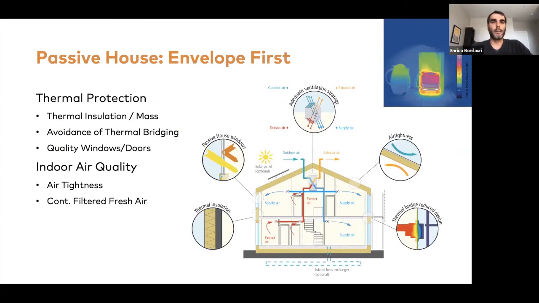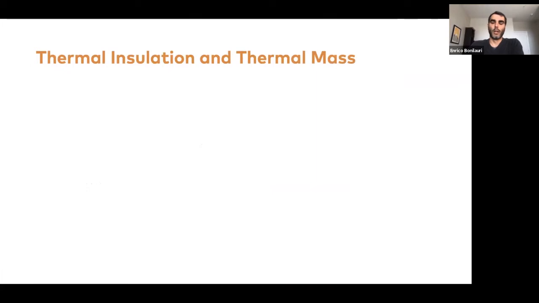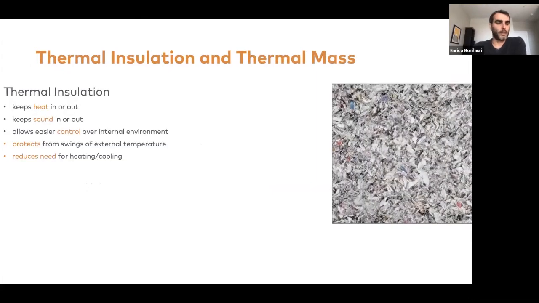The practical implementation on specific projects depends on climate in the first place. The colder the climate, the more thermal protection you need, as well as the type of occupancy. If we're talking schools versus factories versus residential buildings, there are significant differences in how we achieve this quality. So starting from thermal insulation and thermal mass, thermal insulation, I hope everybody knows what it is, a range of materials that slow down the heat flow through an assembly.